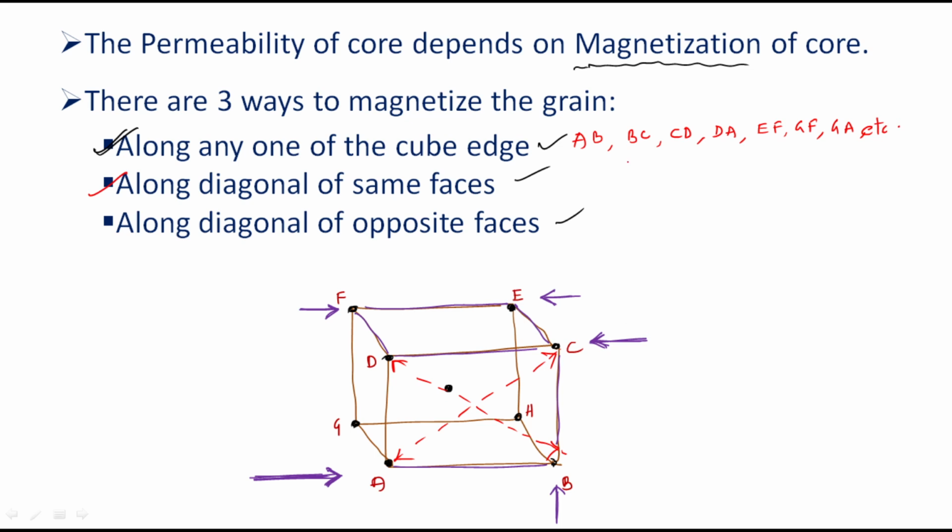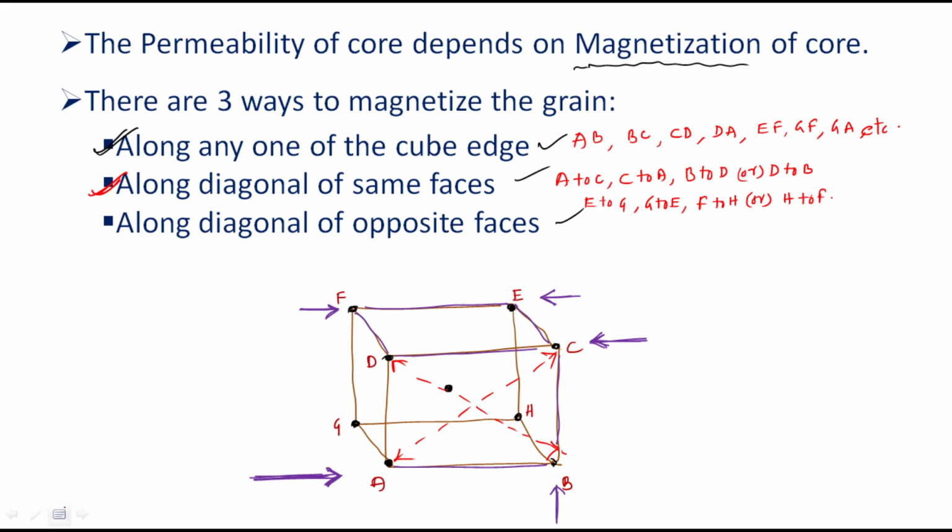So second one is what? Along diagonal of same faces. A to C or C to A or B to D or D to B. Only one face. Or you can choose E to G, G to E, or F to H, or H to F. So these are the second point observations, along diagonal of same faces.